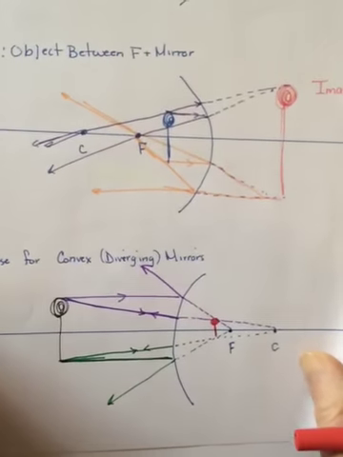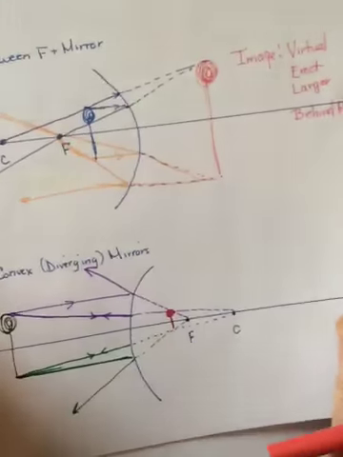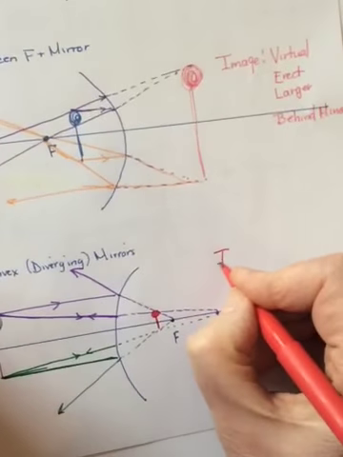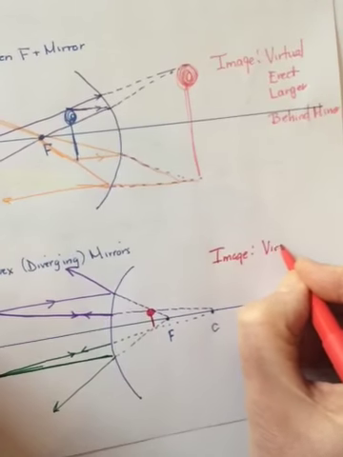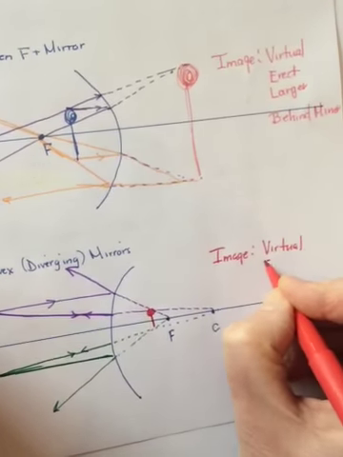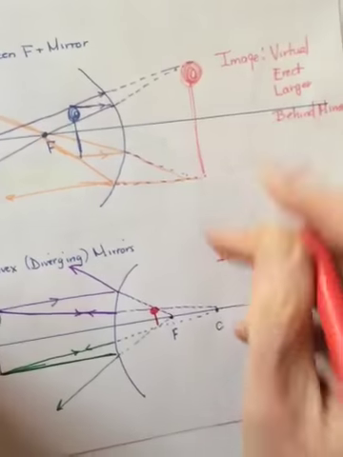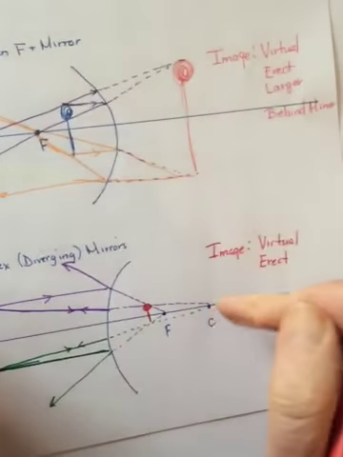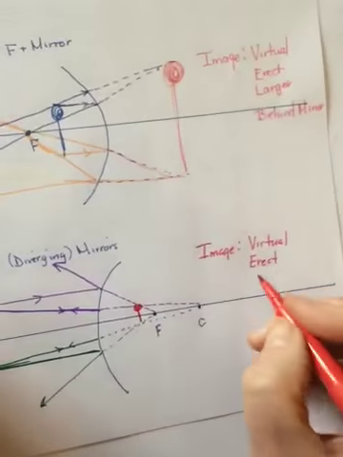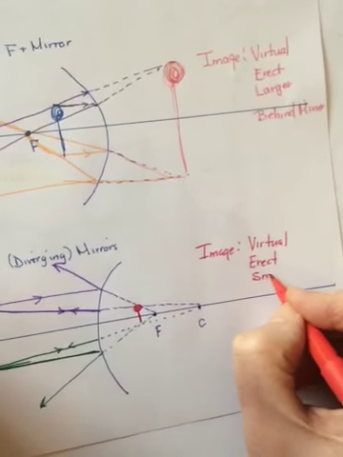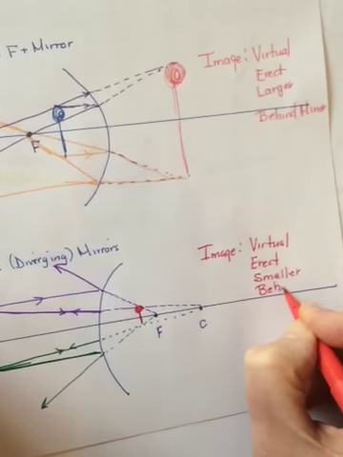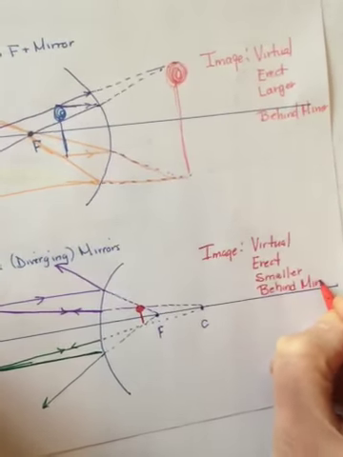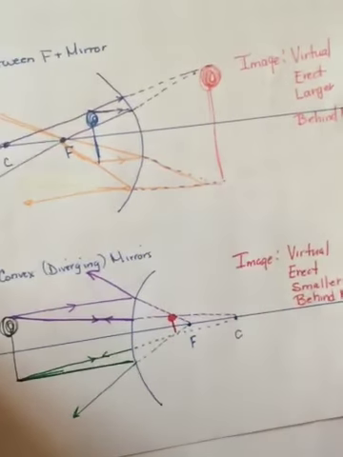Here is my image. Take a look at the little guy. He's right side up. So the image is virtual, erect. So looking a lot like the one up above, which was the last case in the concave mirror, except that it is smaller and it is behind the mirror. Okay? So there then are our 6 cases.